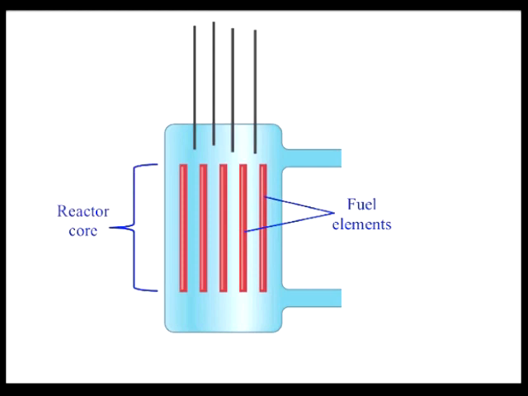Uranium-235 is a common reactor fuel. Since the natural abundance of this isotope is only about 0.7%, there are special uranium enrichment plants to increase the percentage. Most commercial reactors use uranium in which the amount of uranium-235 has been enriched to about 3%.